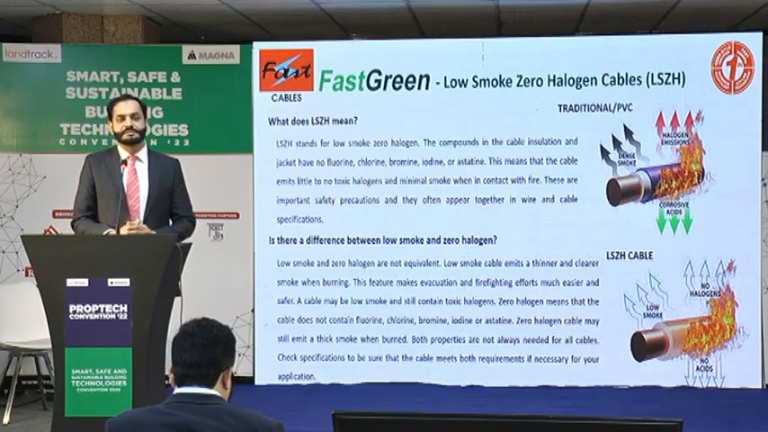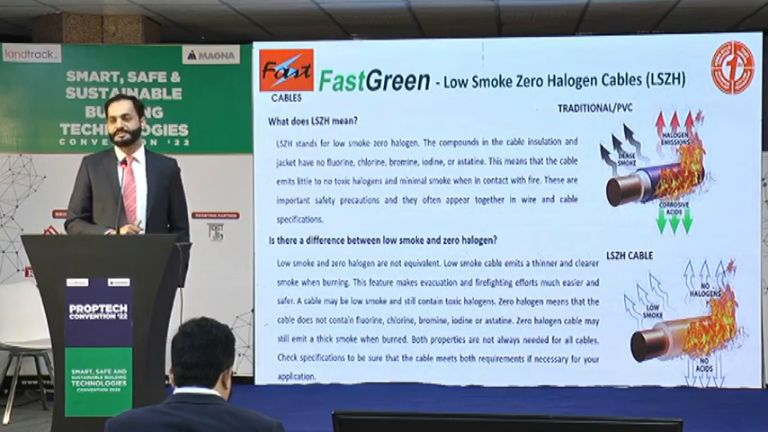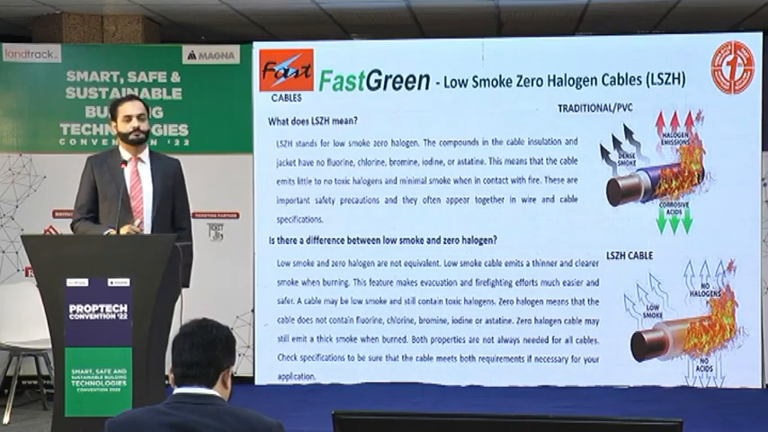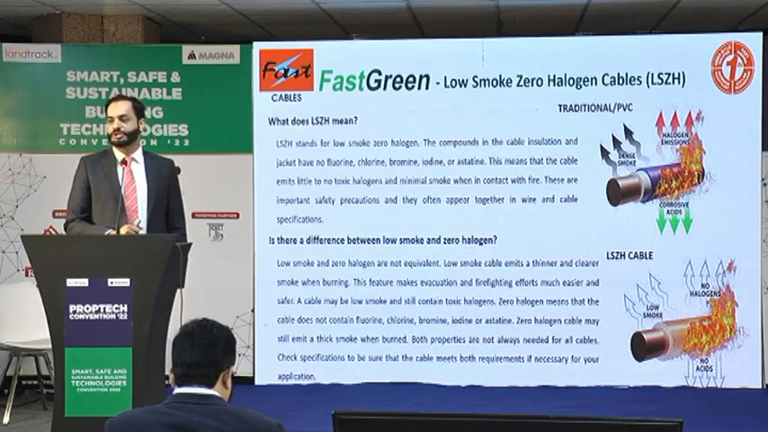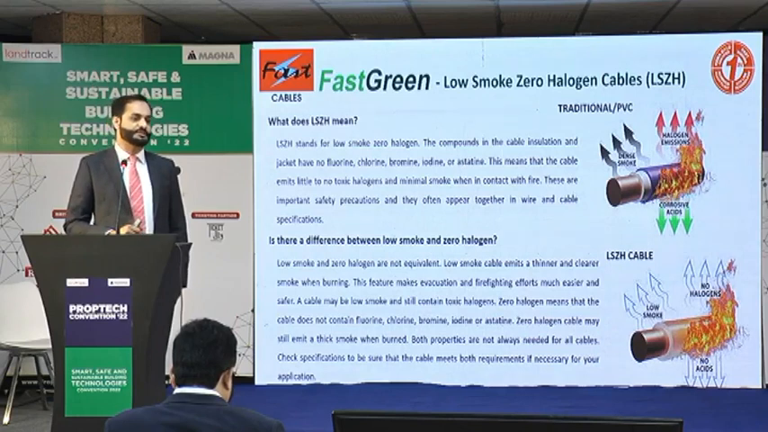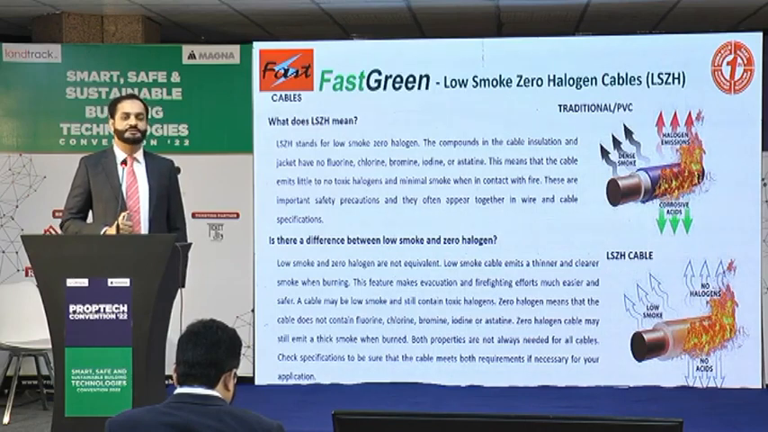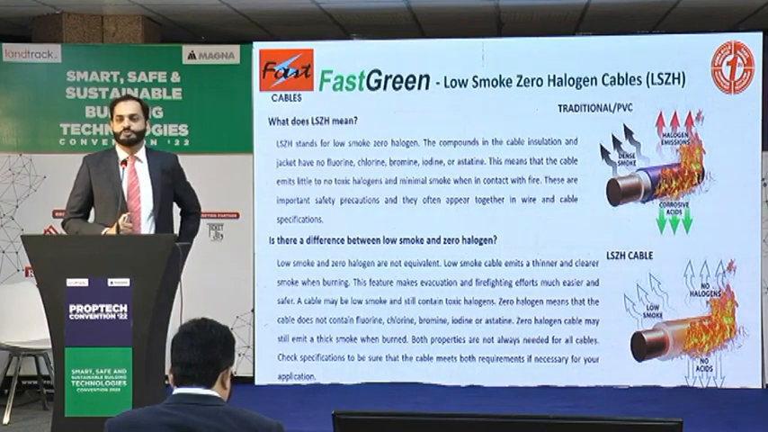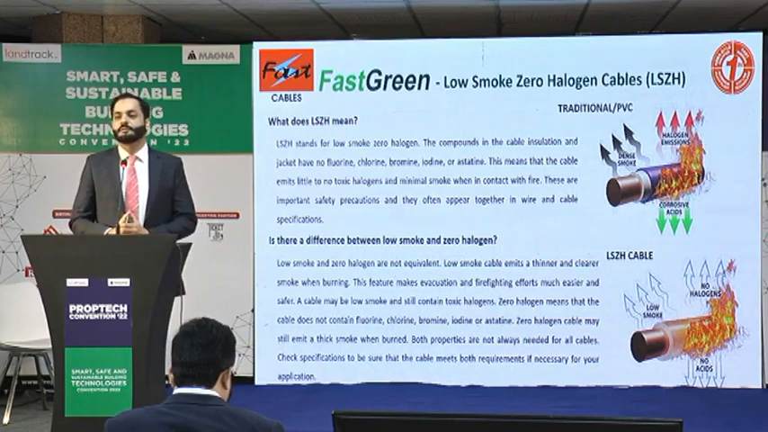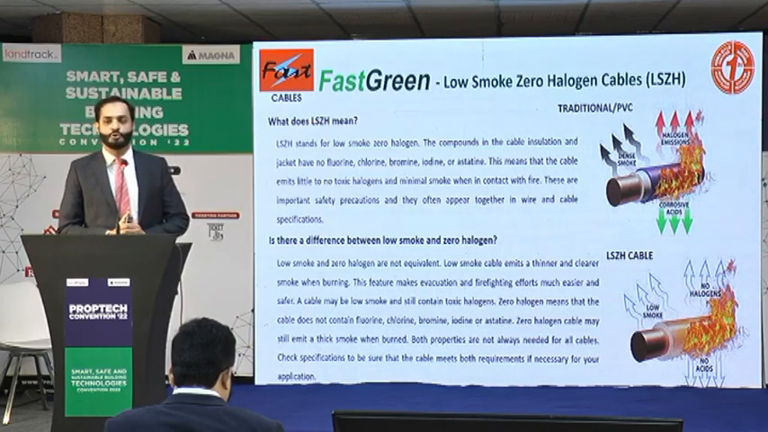Low smoke, zero halogen means that there are no toxic gases in case of fire, and there is no dense smoke, because in case of fire, most of the deaths happen due to suffocation. Most of the deaths happen due to dense smoke, because you remain unable to see the exit ways. So if we use low smoke, zero halogen material, then in case of fire there will be no toxic gases.